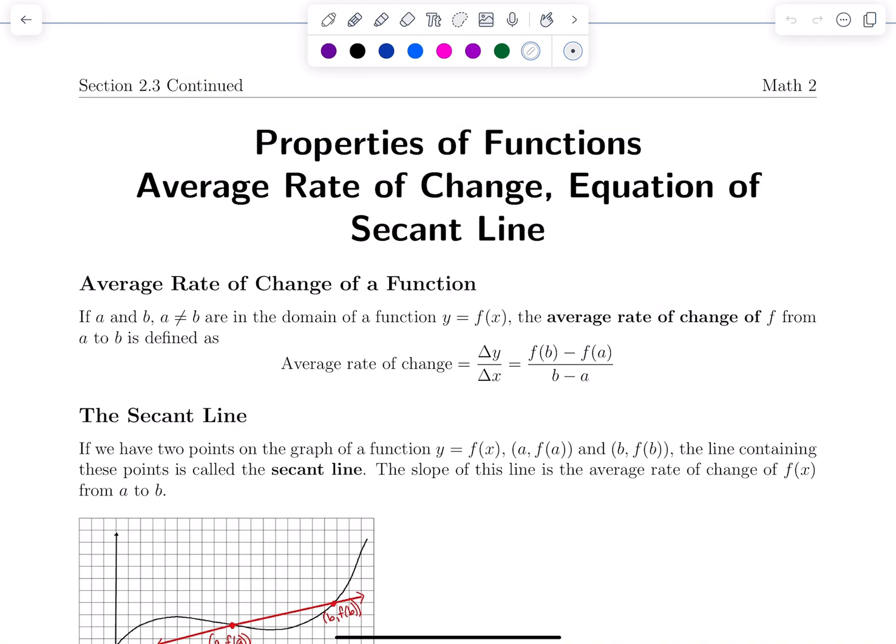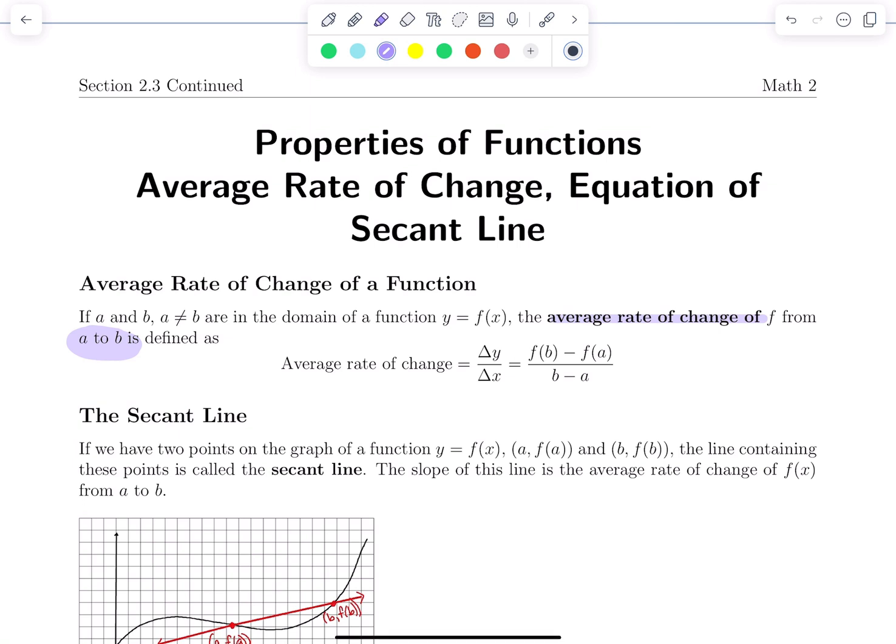exactly what it represents. So notice here, if you have a and b, a not equal to b, or a different from b is another way we say that. These are two values that are in the domain of a function, y equals f of x. Then we say that the average rate of change of f from, now this is important, from a to b is defined as the following.